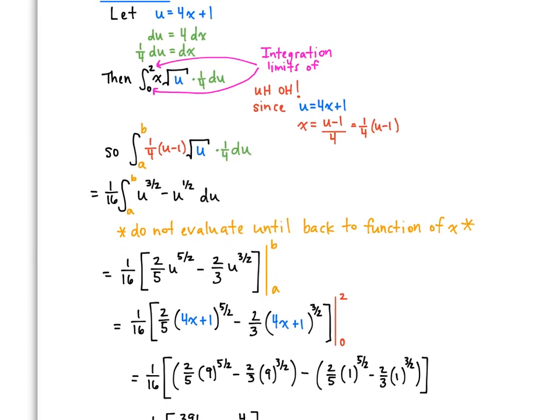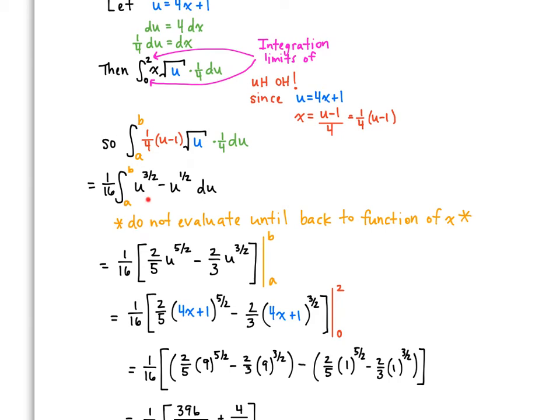So as we integrate this, integrating u to the 3/2, we get 2/5 u to the 5/2. Integrating u to the 1/2, we get -2/3 u to the 3/2 because of the minus there. Notice I'm not evaluating it yet. We need to substitute back in for what u is. So u is 4x plus 1, so I can make those substitutions, and now we can put our limits that are in terms of x back in and start evaluating this integral.